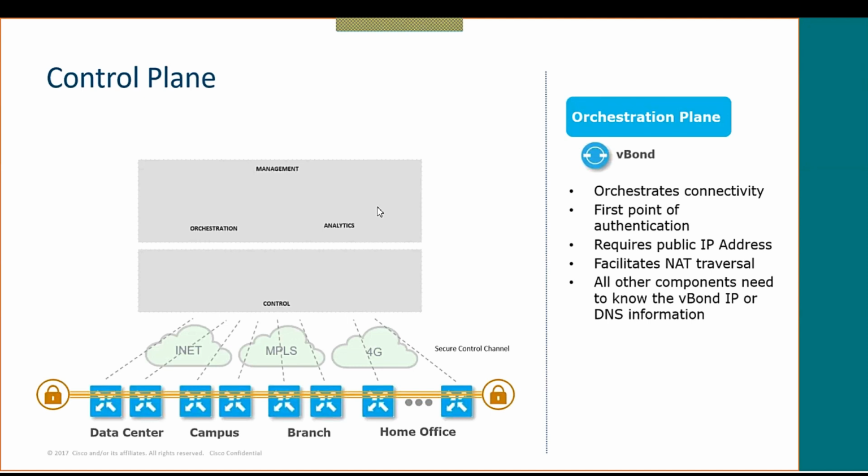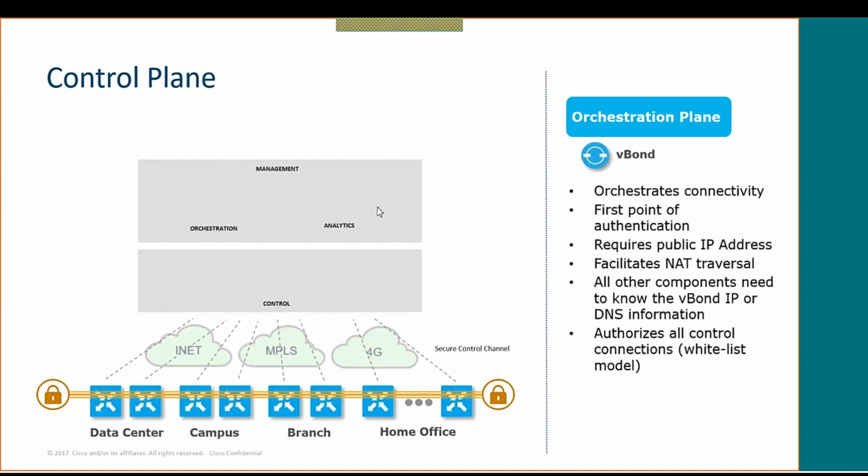So vSmart, vManage, vEdges, while we are configuring, we must provide the IP address of the vBond that it is going to talk to, or the fully qualified domain name after DNS resolution. We don't configure vEdges with the vSmart IPs or vManage IP. We configure only the vBond IP address. As I told you already, vBond authenticates and vBond distributes the controller information to vEdges.